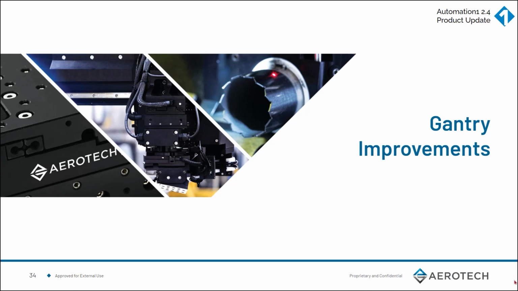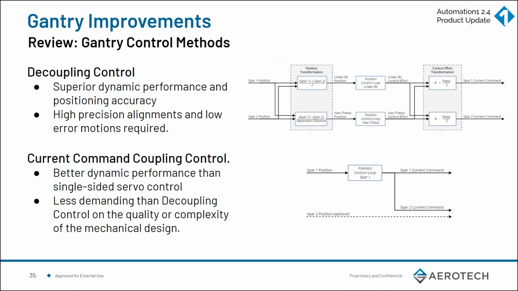In Automation1, we implemented our Theta Gantry control. It's something new to the EtherCAT control platform, and seeing a lot of good successes with this, with these improvements, mainly from a user setup and configuration point of view. Let me show you what I mean here. Now, quick review of gantry control methods. First, we have what's called the decoupling control. This is really focused on superior dynamic performance and positioning accuracy. It is for when high precision alignments and low error motions are required.